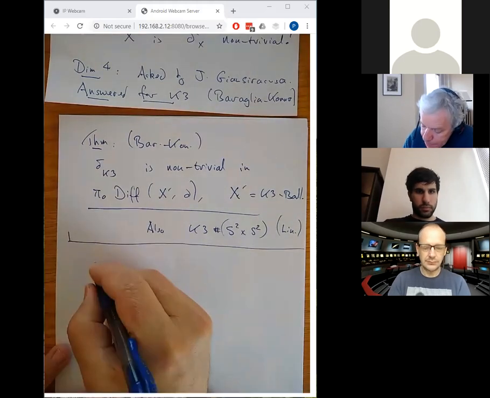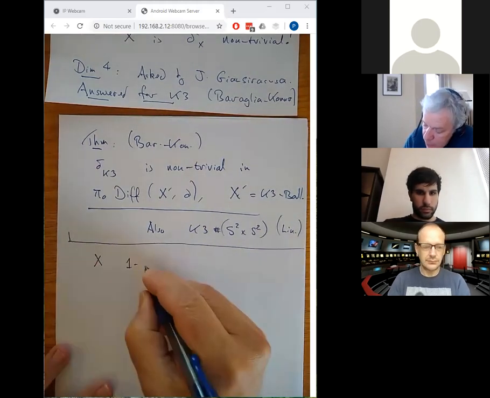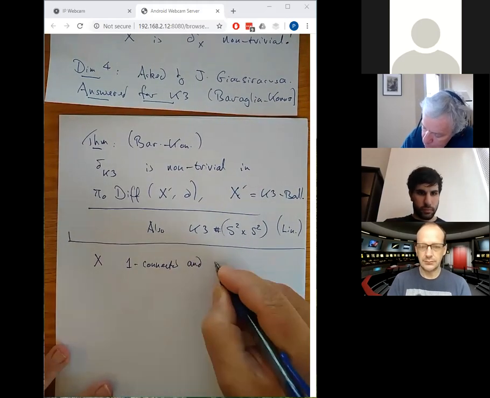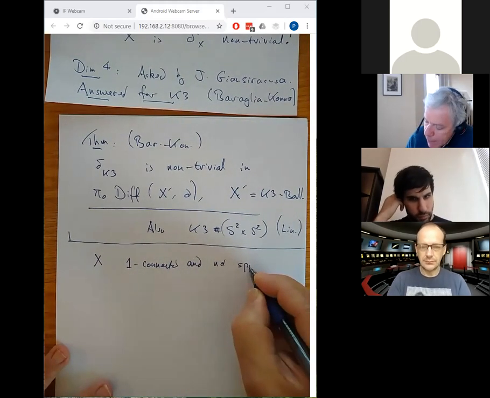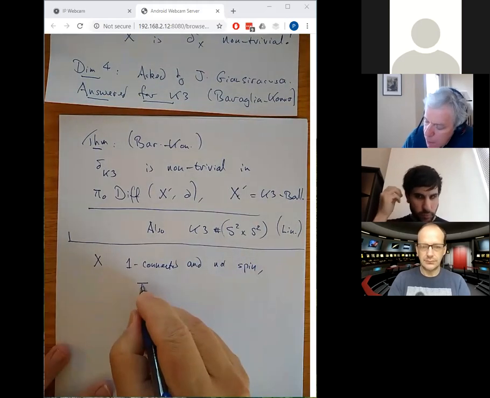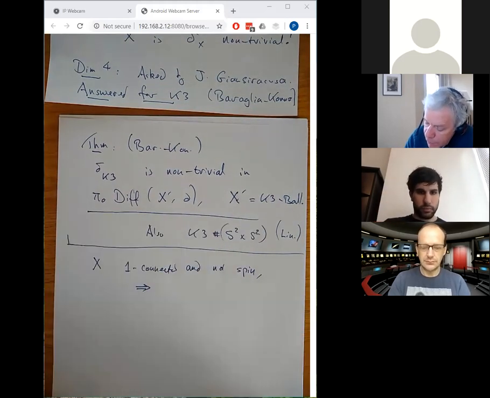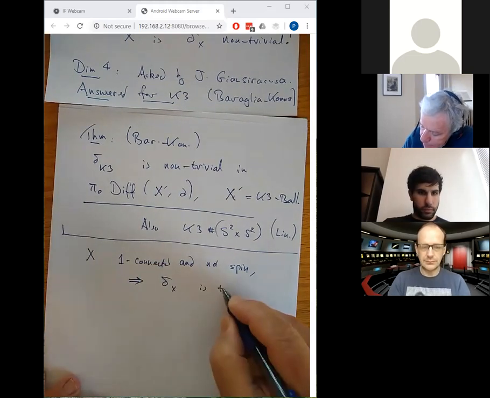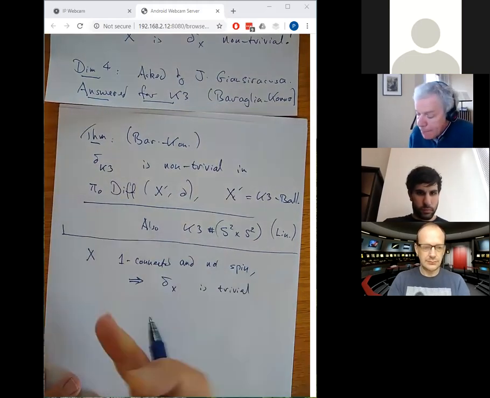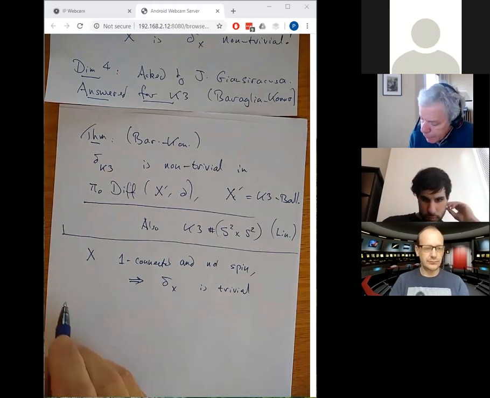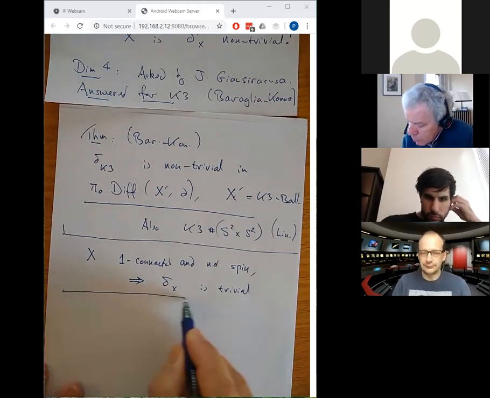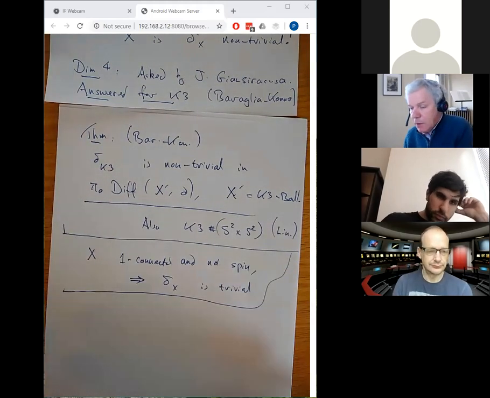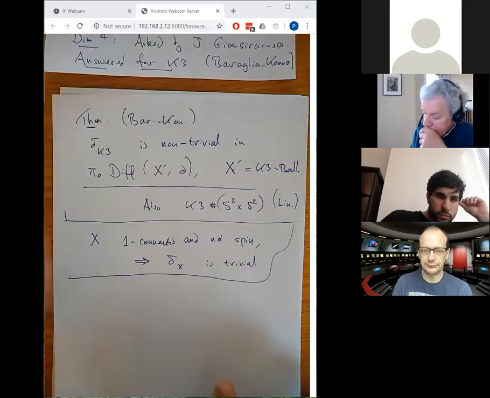If X is simply connected and not spin, then this delta X is trivial. That's true in any dimension, and perhaps why that is might become clear later in my talk if I do a good job.